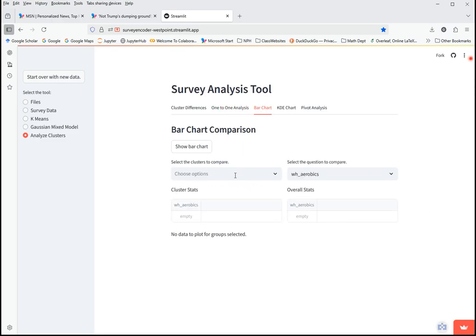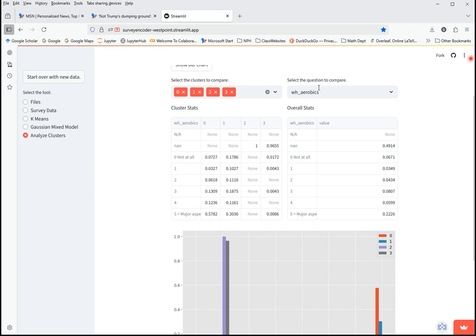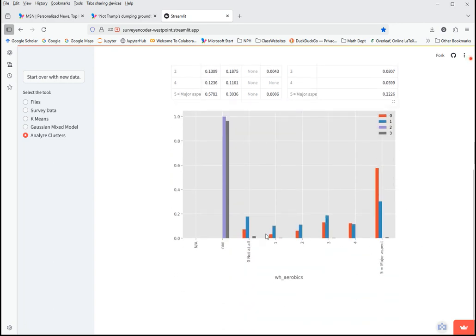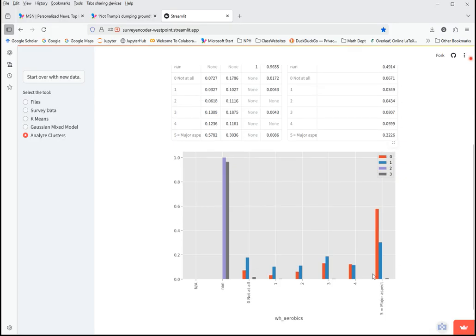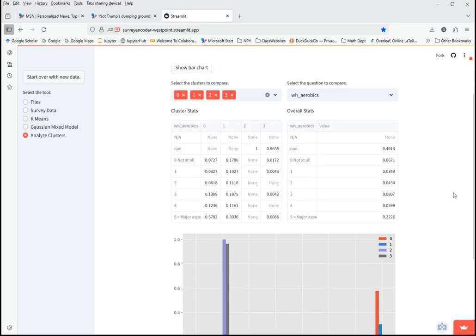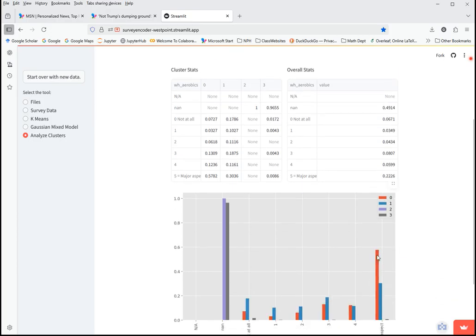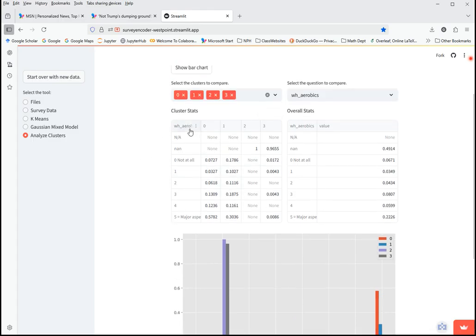So we can use bar charts to compare. We'll put a couple of the clusters, or just put them all in there, and you can see for this particular question how folks answered. You can look at the bar chart and see that group 0 said 5, a major aspect, for that question, the WH aerobics. I believe it means, do you think aerobics is going to be a big part of your weight loss, or whatever the question said? And you can see group 0 said yes. It's almost 60% of them, and you can see what that number is as well.